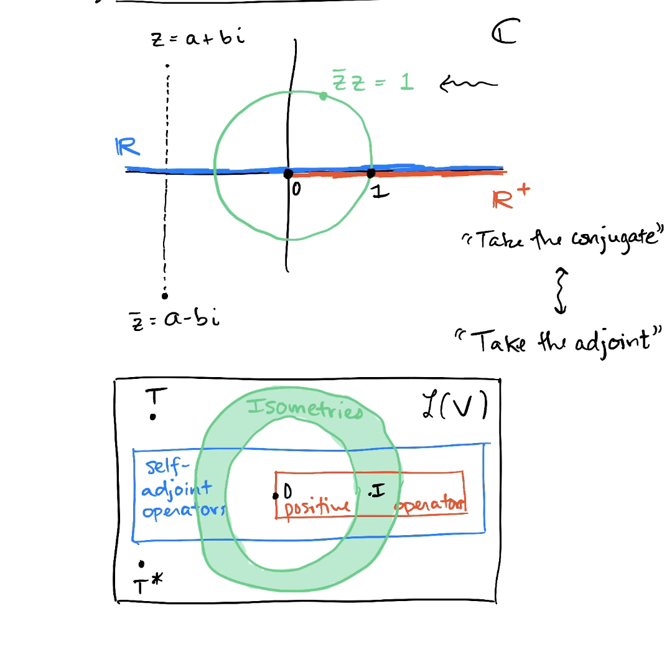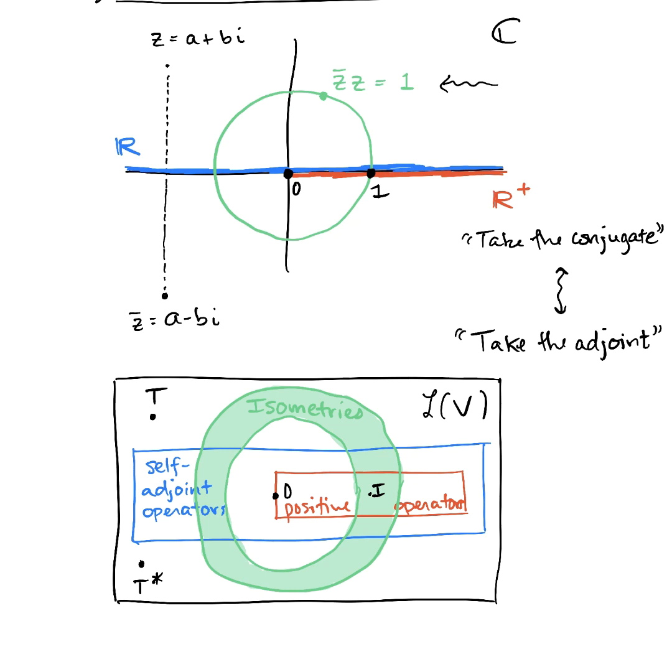Those two pictures are gold for keeping track of who lives where. So positive operators are nested way down in there. They're self-adjoint. The isometries visit the positive operators and they visit the self-adjoint operators, but other isometries aren't. Think about rotation by 90: it is an isometry and is not self-adjoint. So it would live out here somewhere.